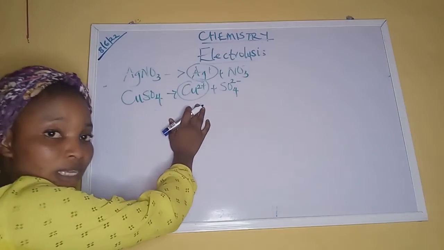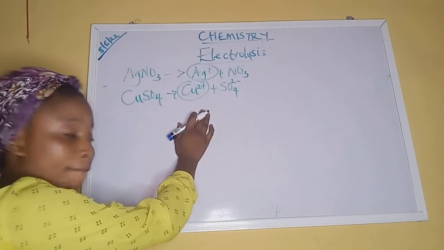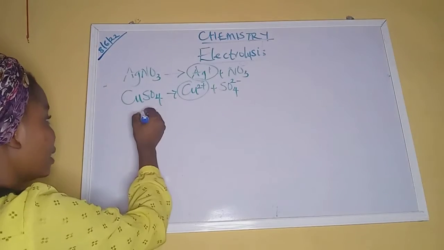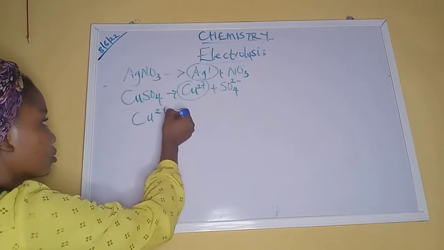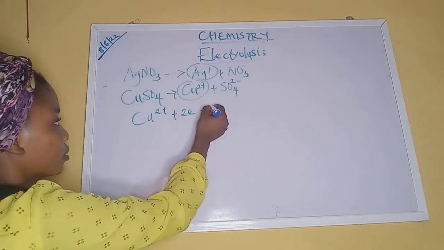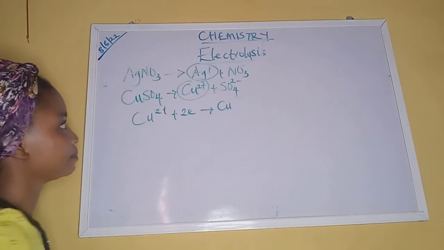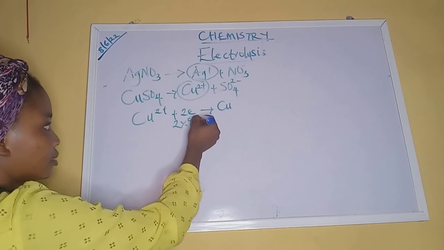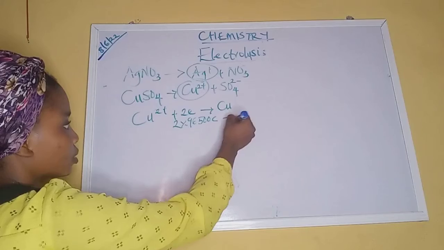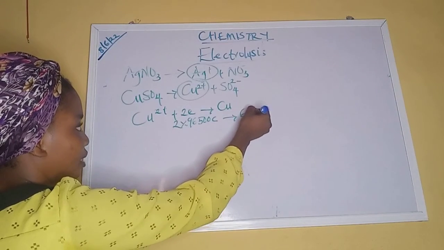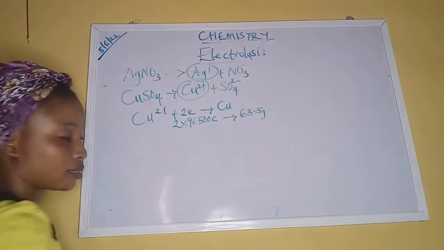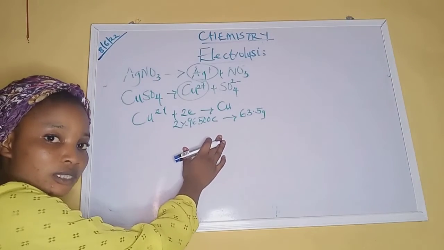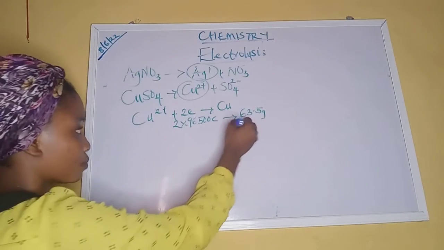Because I was given the mass of copper, I will start with copper rather than the silver. Therefore I have Cu2+ + 2e⁻ gives me copper. This is the same thing as 2 Faradays, that is 2 times 96,500 coulombs, should give me 63.5, that's the molar mass of copper. So if this can give this, then what amount of electricity will give me 1.00 gram of copper?